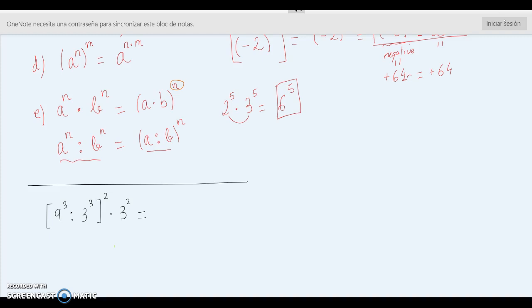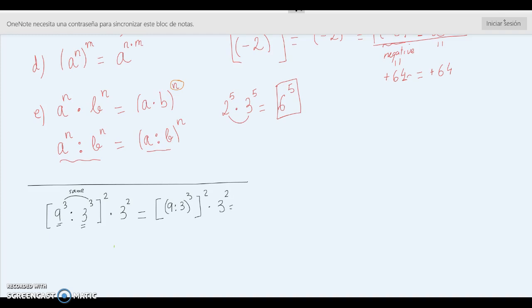So let's see how to do this operation. We have square brackets, and inside we have a division of 2 powers. These 2 powers have different bases, but we have the same exponents. So we can divide both bases. So I can do 9 divided by 3, and the exponent will be 3, the same. I close the square bracket to the power of 2 times 3 to the power of 2.